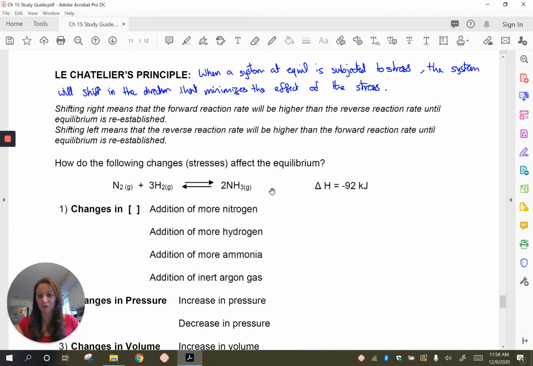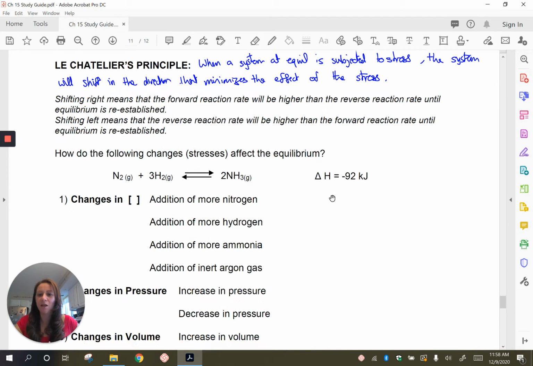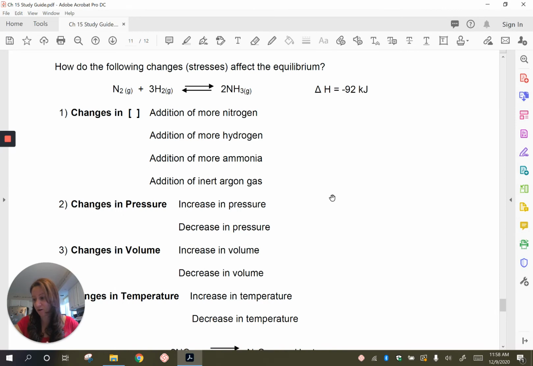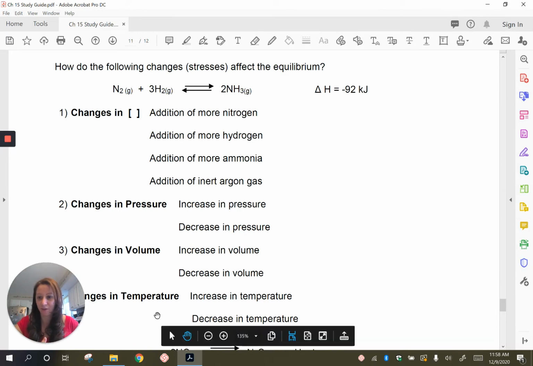So let's look at this reaction here. We have nitrogen reacting with hydrogen to form ammonia. We have a delta H, so it's an exothermic process here. And we want to see how these stresses affect our system. So we're going to look at changes in concentration, pressure, volume, and temperature. Let's start with changes in concentration.